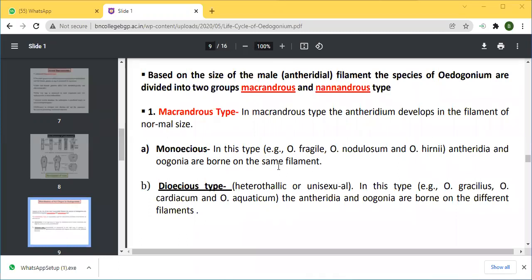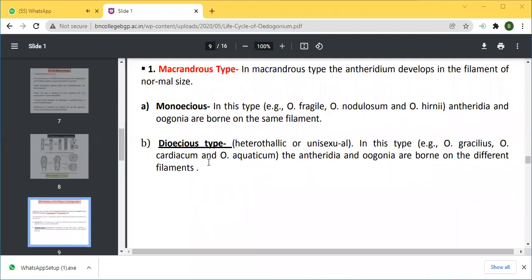Some dioecious types of Macandrus are also there. What are those? Heterothallism is there in this one. Heterothallism means the development of antheridia and oogonia on different filaments. That is called heterothallic or dioecious type of Oedogonium. Examples: Gracillus, Cadicum, Quaticum. These are the examples for the dioecious Macandrus.